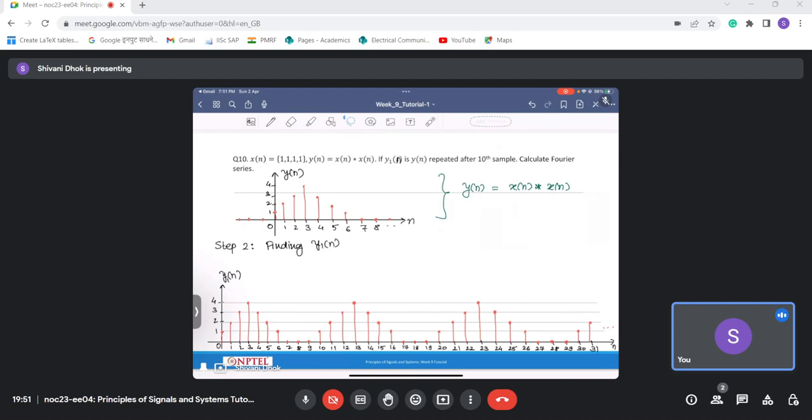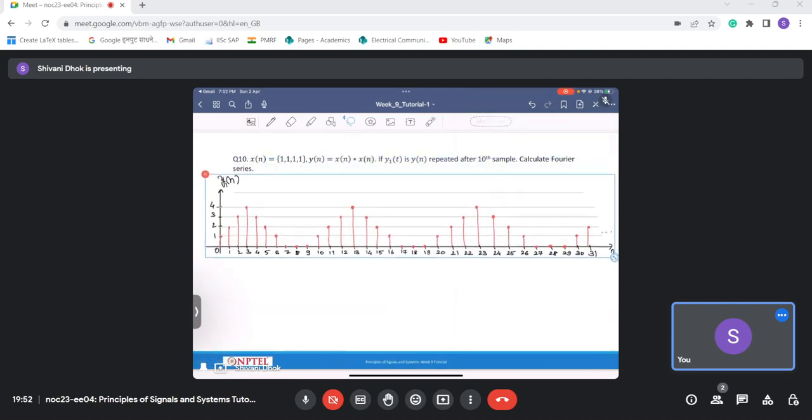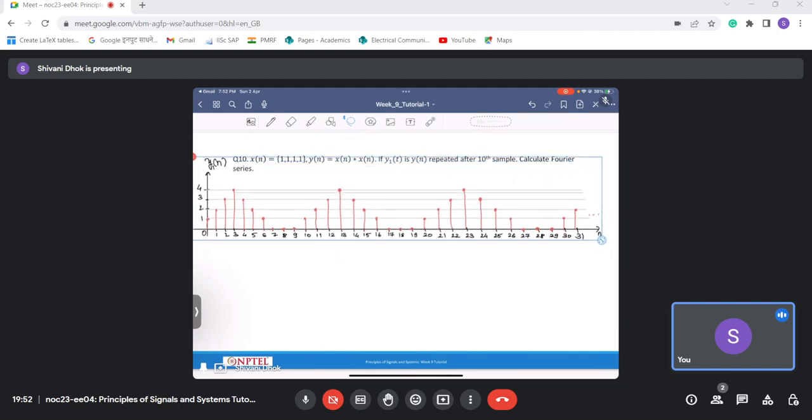And if you observe carefully, this y1 of n is periodic with period 10, which means that its angular frequency omega naught is 2 pi by n naught, which is equal to 2 pi by 10, which is equal to pi by 5. And now we need to find the Fourier series coefficients of this signal. So for that I'll just copy this signal onto the next page. Okay, so this is y of n that we are having.